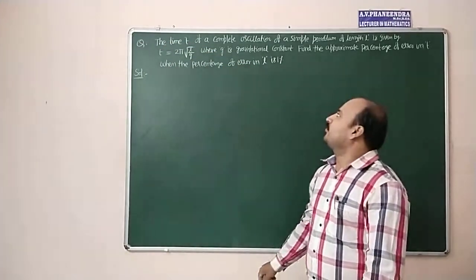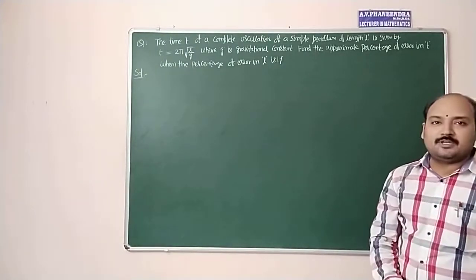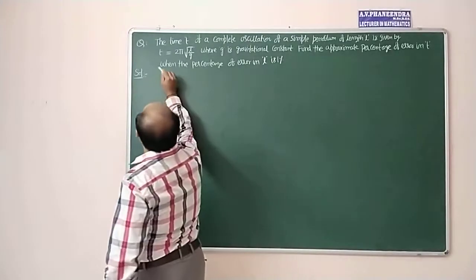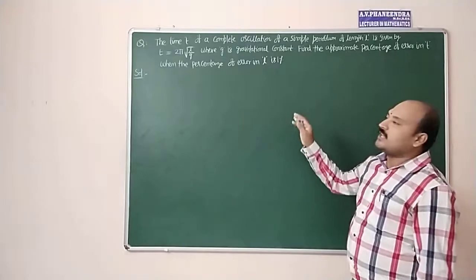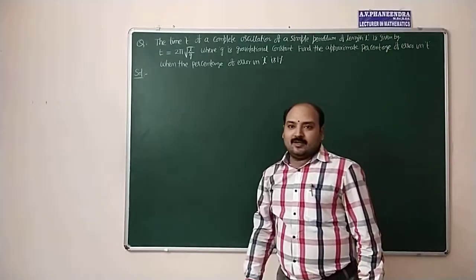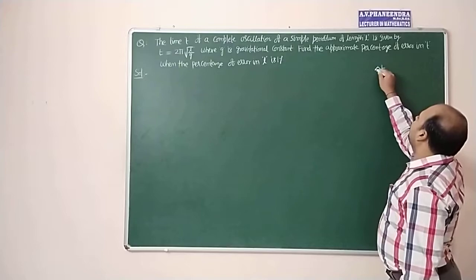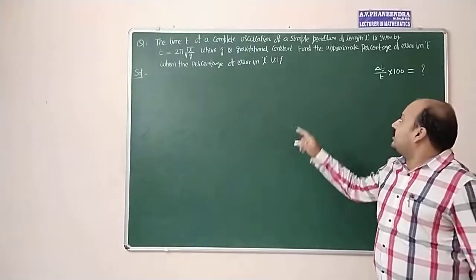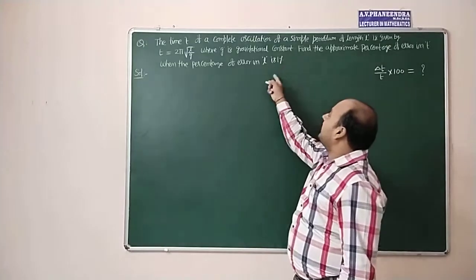The next question. The time T of a complete oscillation of a simple pendulum of length L is given by T = 2π√(L/G), where G is a gravitational constant. Find the approximate percentage error in T. They are asking for the percentage error in T, that means ΔT/T × 100. Find the approximate percentage error in T when the percentage error of L is 1%.